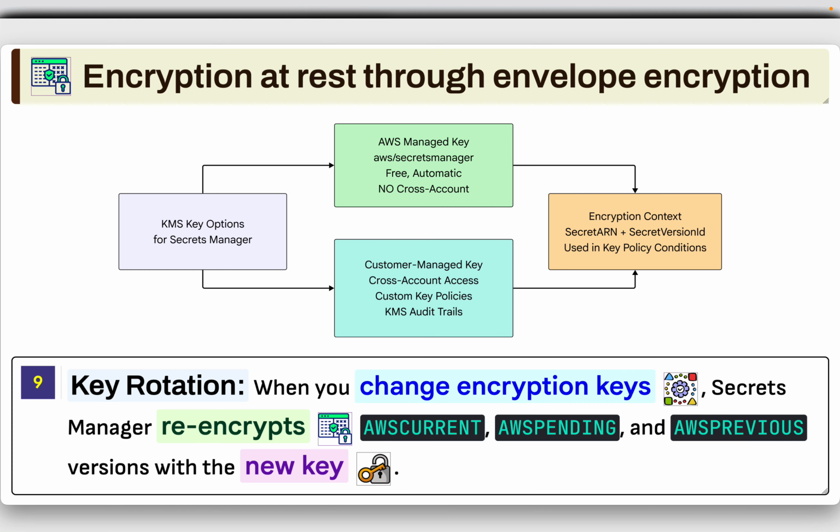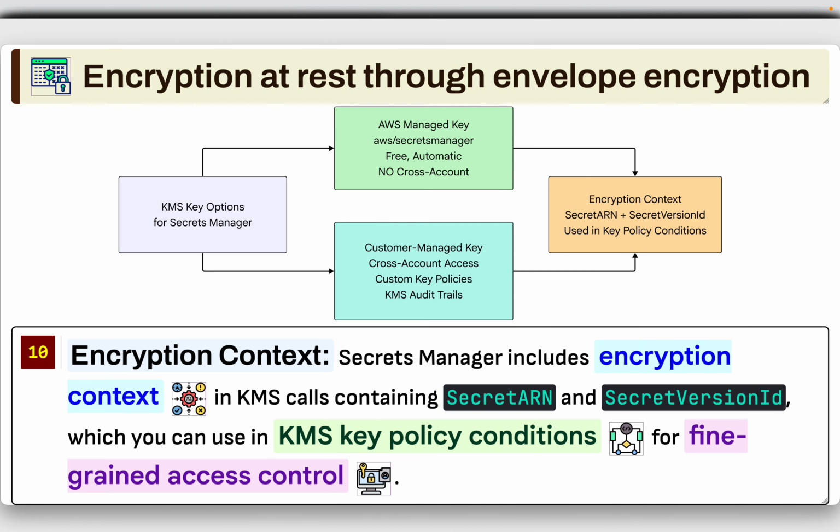Key rotation. So when you change encryption keys, Secrets Manager re-encrypts AWS current, AWS pending, and AWS previous versions with the new key. Encryption context. Secrets Manager includes encryption context in KMS calls containing secret ARN and secret version ID, which you can use in KMS key policy conditions for fine-grained access control.